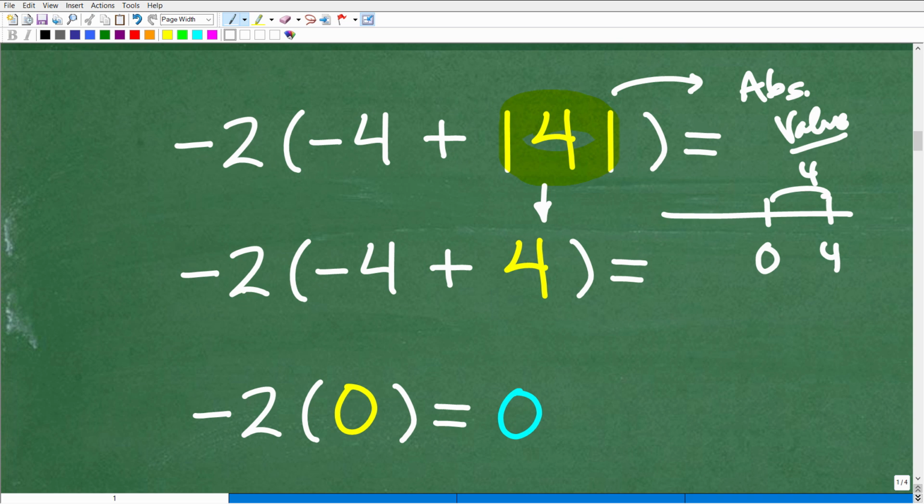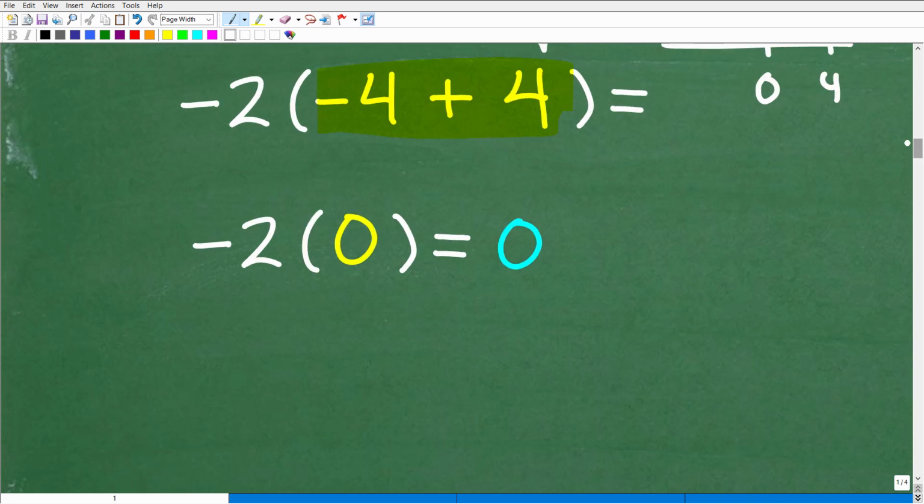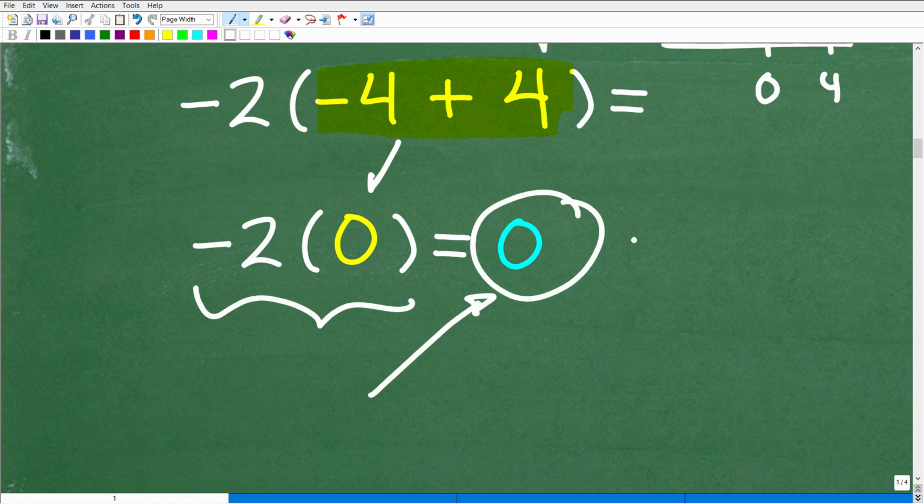All right, so now we have -2 times -4 plus 4. So we're still using the order of operations. We're still working inside those parentheses. So -4 plus 4 is 0. Now we have -2 times 0, which of course anything times 0 is going to be 0. And there you go. There is our lovely answer, 0.